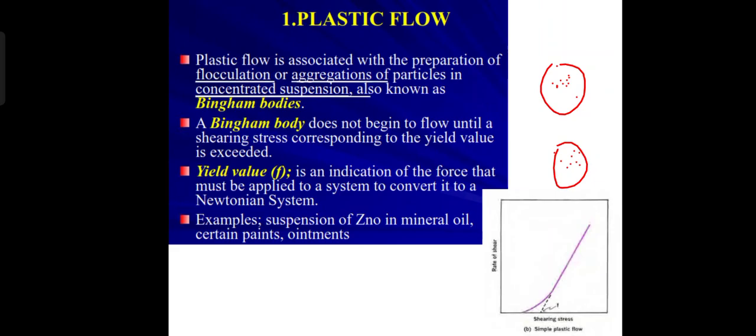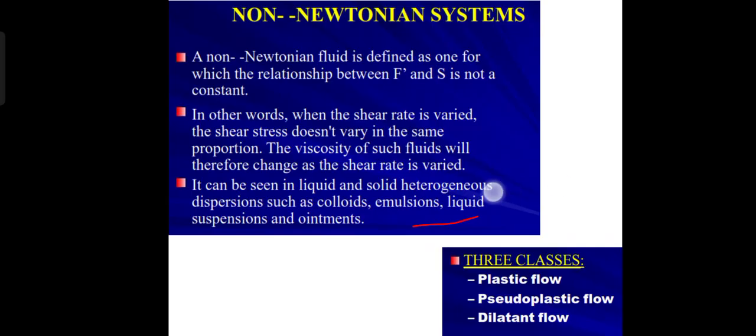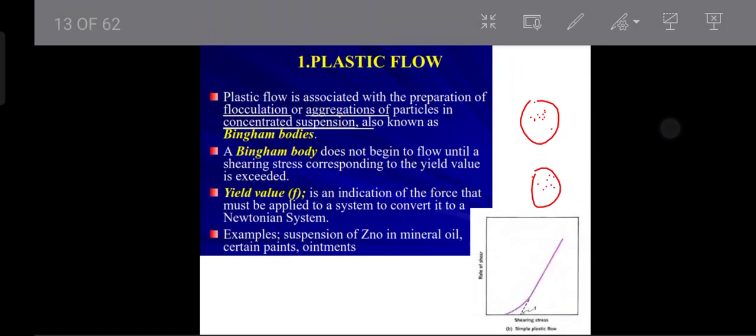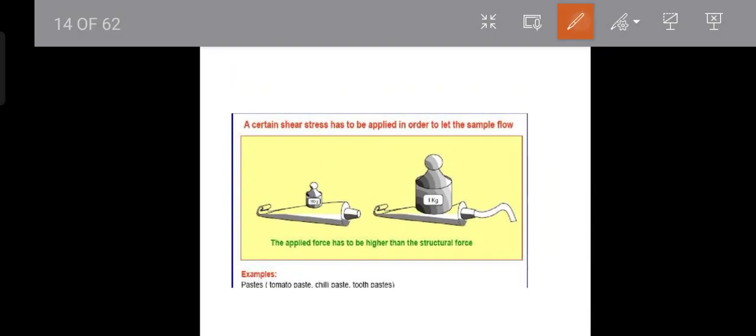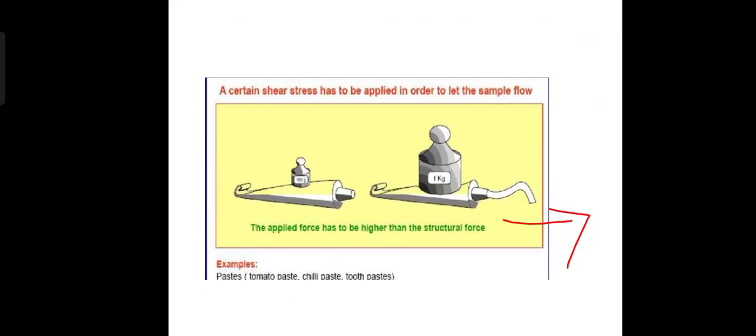What is an example? You have to be properly aware of these kinds of examples. The suspension of zinc oxide in mineral oil, certain paints and ointments are examples of plastic flow. Now we can see the example also. A certain shear stress has to be applied in order to have some flow. The applied force has to be higher than the structural force. You can see that the ointment does not come down at first, but after a certain point, when the weight is 1 kg, it suddenly comes out from the tube. Tomato paste and chili paste also demonstrate this.